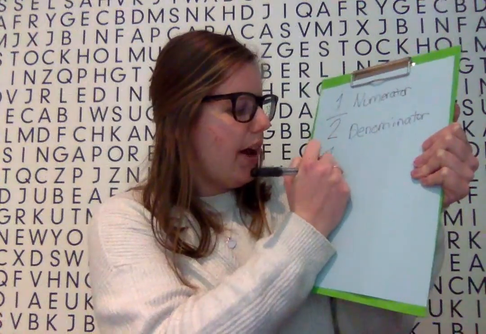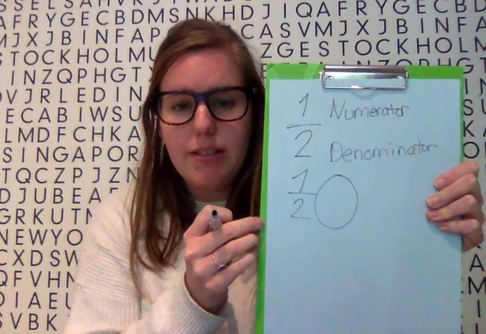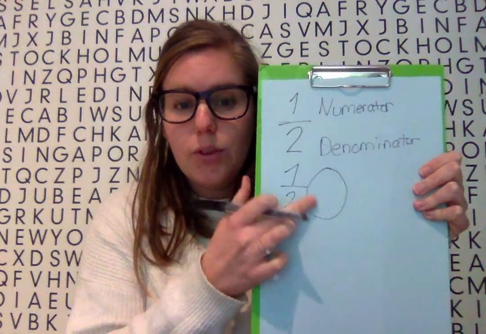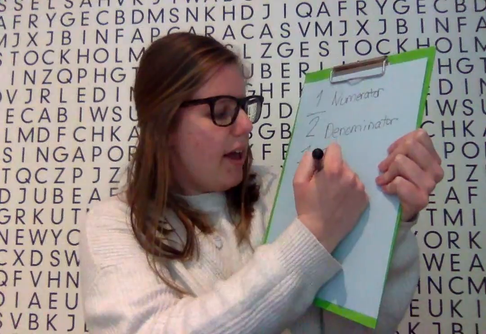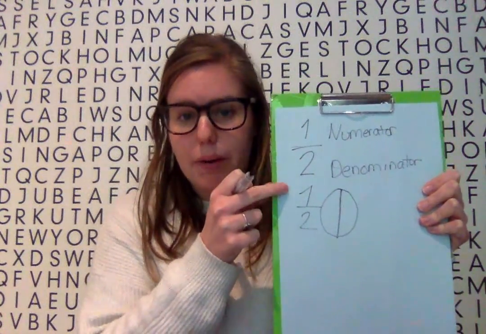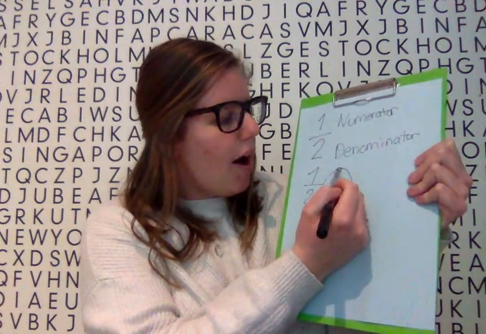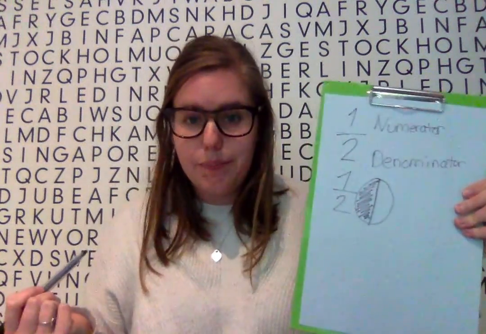So let's see. If we have 1/2, I'm going to cut my circle into how many pieces? 2. So that's how many groups or pieces. And how many am I going to have is going to be the top number. So I'm going to have 1 of the 2 pieces.